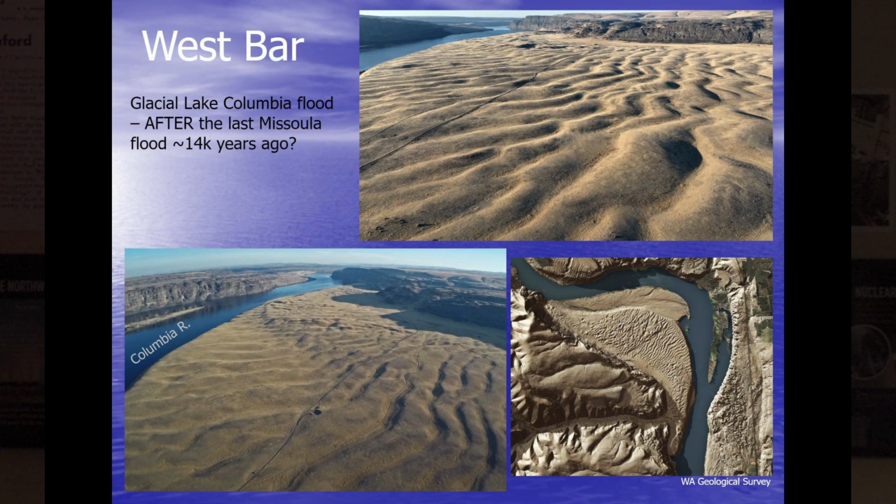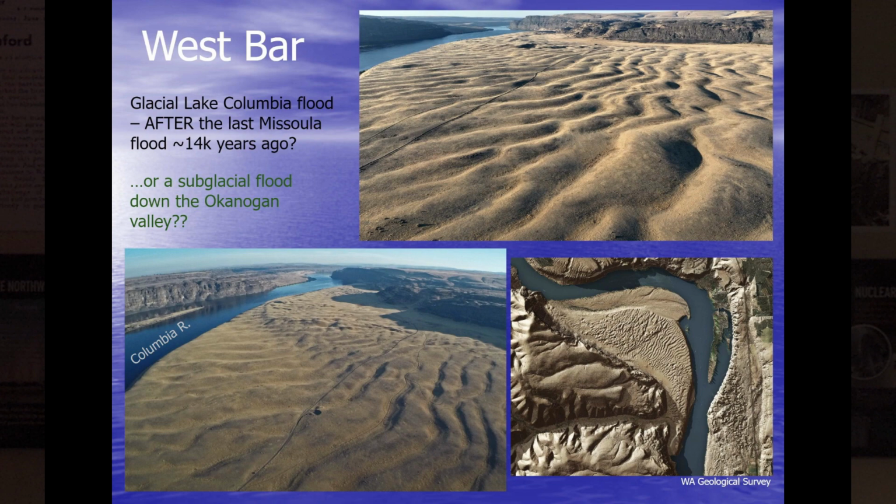Okay, West Bar. We don't think this was a flood bar created by a Missoula flood, for a number of reasons. But we think it was probably glacial Lake Columbia flooding after the last Missoula flood about 14,000 years ago. Another possibility is that it could have been a subglacial flood coming down the Okanagan Valley, which has been getting a lot of traction lately, subglacial floods with Nick Sentner and his series.